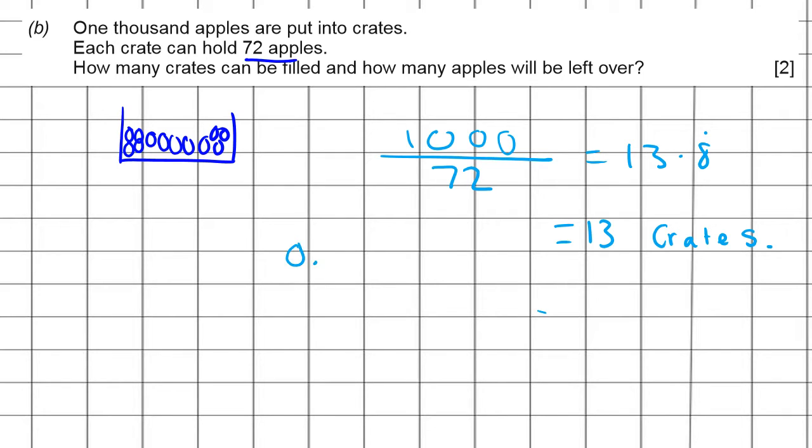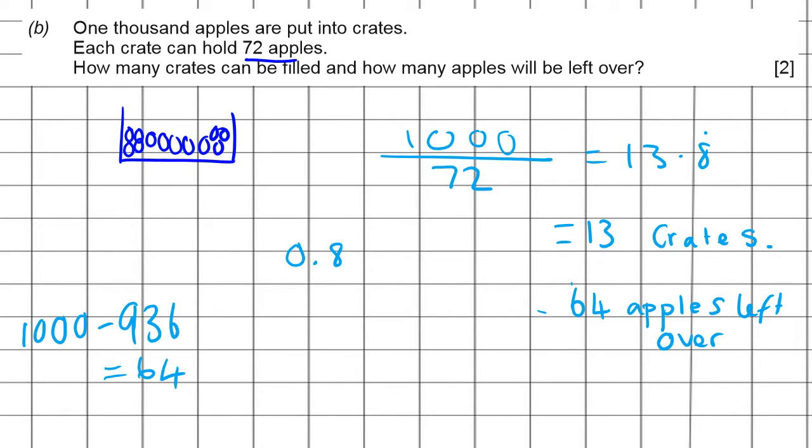And because we got 0.8 of a crate, find out what 0.8 of 72 is. That's 64 apples left over. Yeah, because 13 times 72 gives us 936 apples. Take that away from 1,000. It gives us 64, so 64 apples left over.